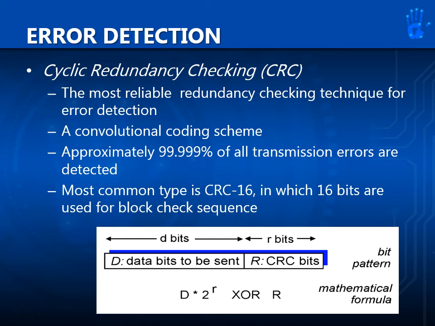So in this image, we can see there are D number of bits. These are the data bits to be sent. And there are R bits. These are the CRC bits. These are the generated cyclic redundancy checking bits. And it will be the entire data word, or code word rather. So we have the formula D times 2 raised to R XOR R. Let's take a look at how this is created.